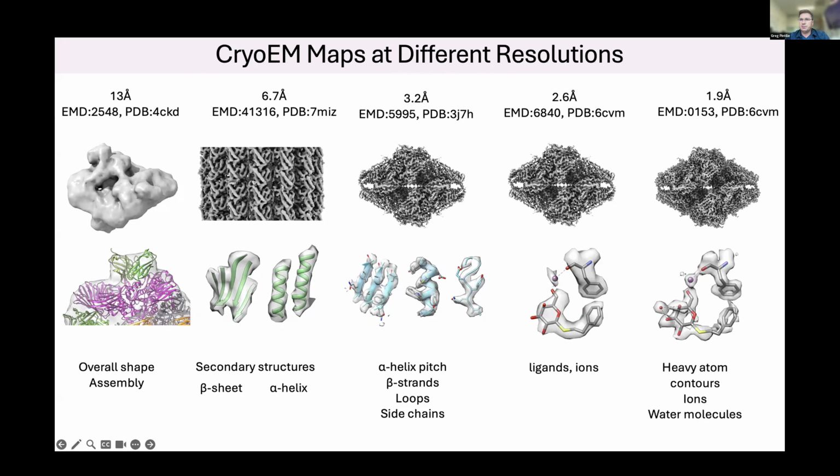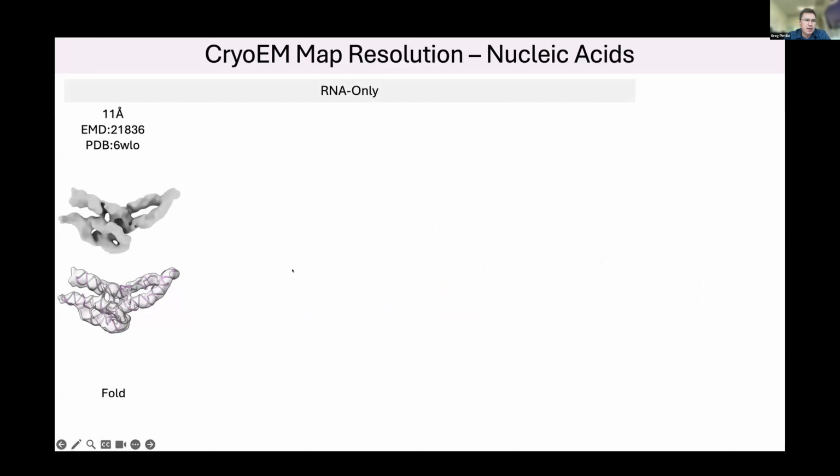And then breaking the 2 angstrom point, the ions become more clear. You can even start to see some water molecules, and the atom contours also become a little bit more defined. So you can start to build models with even more confidence than you might at lower resolutions. We've also been looking a lot at nucleic acids.